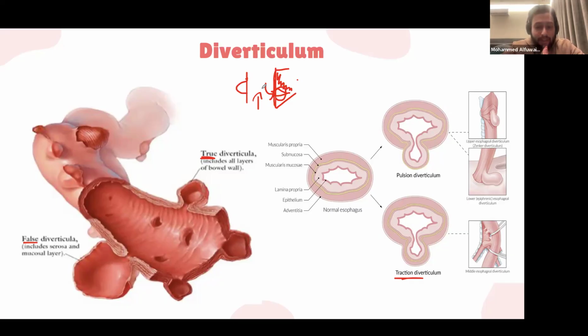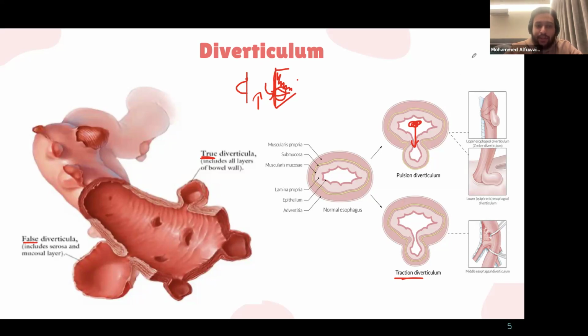For the false diverticulum, which is going to be in the mesenteric side, it's usually due to pulsion, which is something over here, an increase in pressure that will cause it to bulge out. Okay? This is seen in the esophagus, Zenker's diverticulum. When we go in the colon, this is what's going to cause diverticulosis. Okay? Is that clear? Cool.